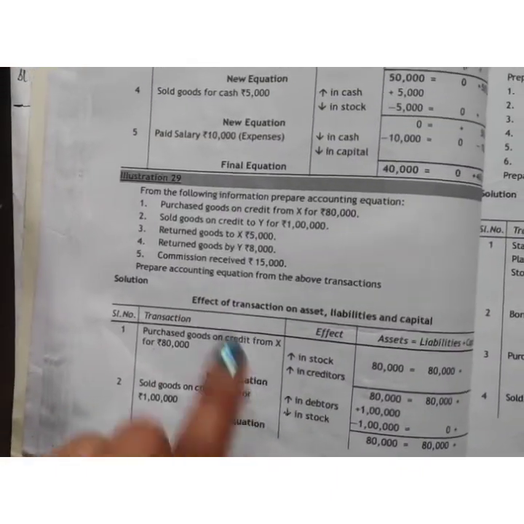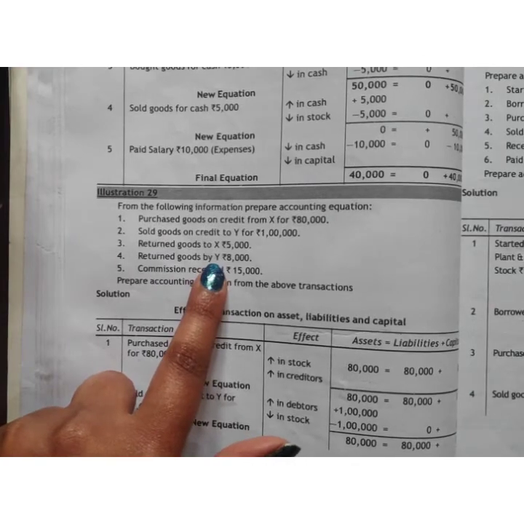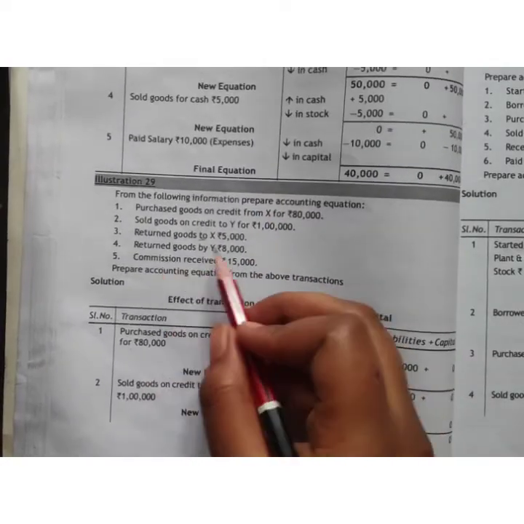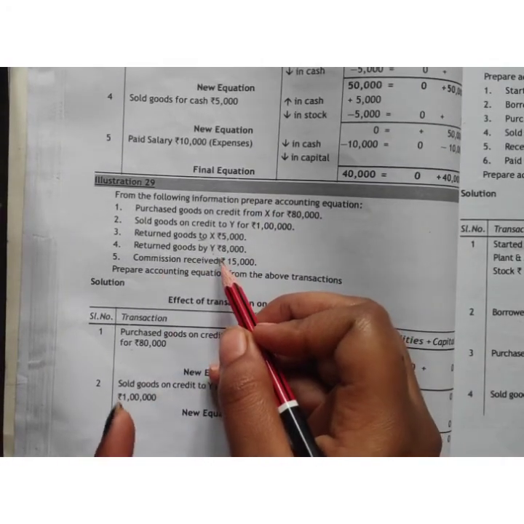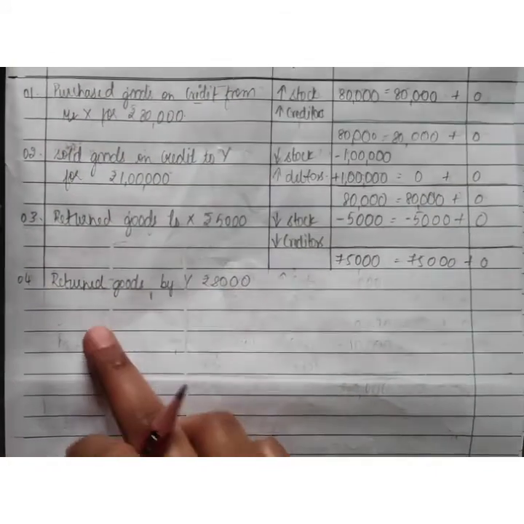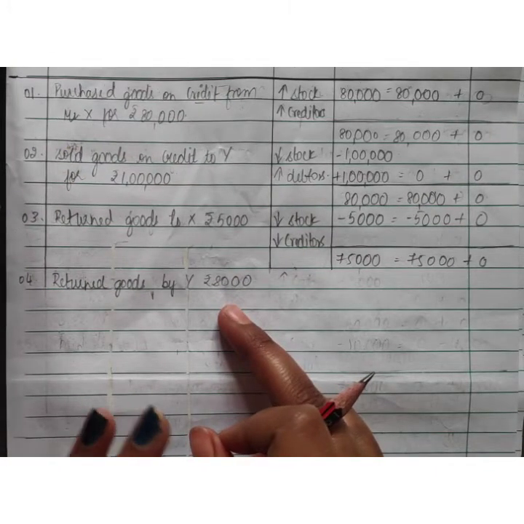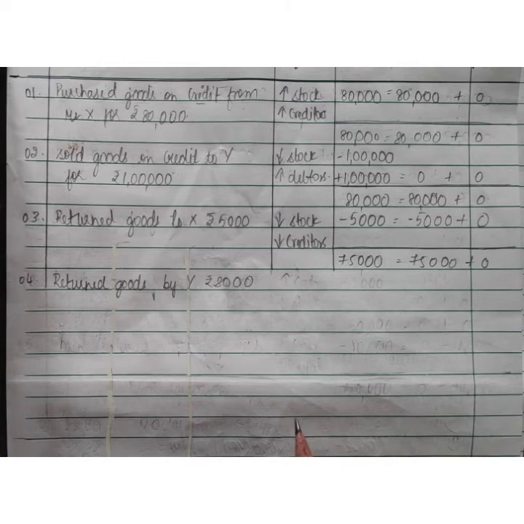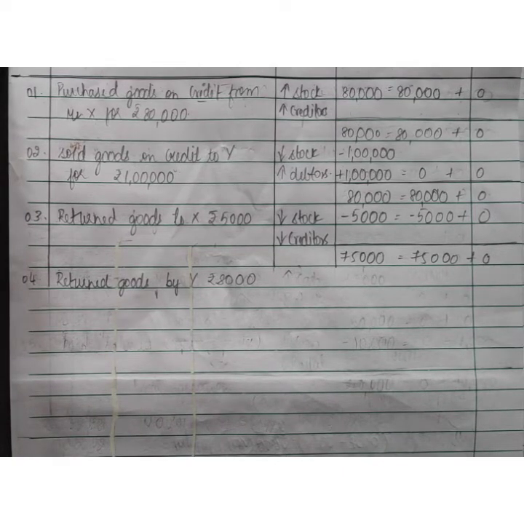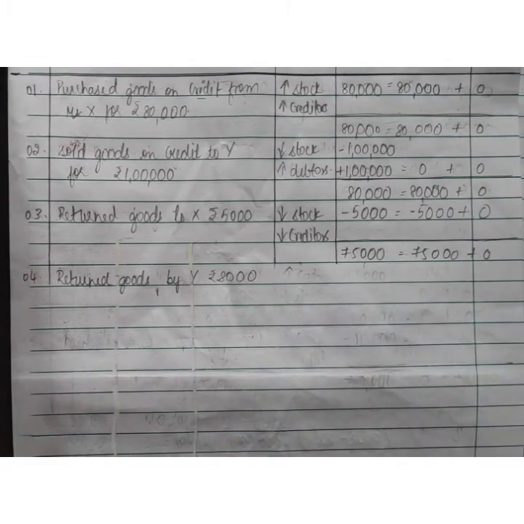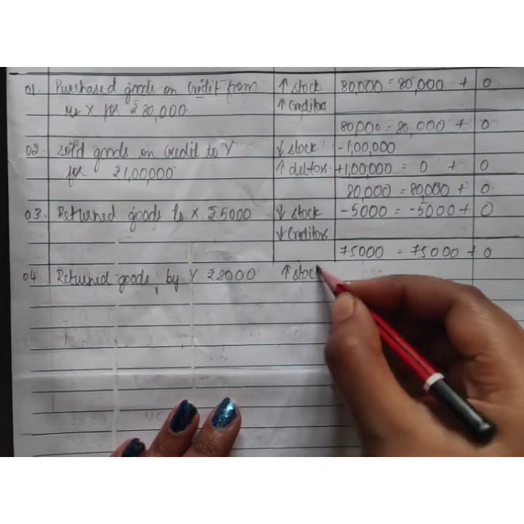The fourth transaction says return goods by Y. See here, it was return goods to, that means we are returning. Here, return goods by Y, which means our customer is returning the goods to us. Clear? So I've written the transaction here: return goods by Y rupees 8,000. When our customer is returning the goods to us, what happens? There is an increase in stock. How? They have returned the goods to us. The goods are coming back. So there is an increase in stock.